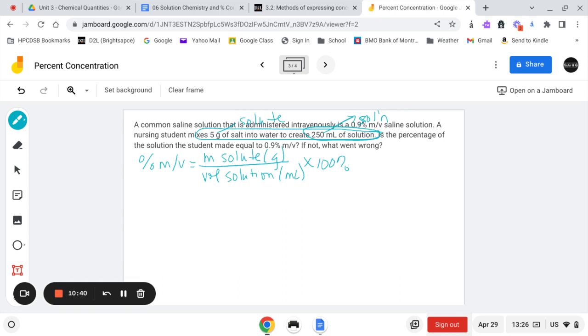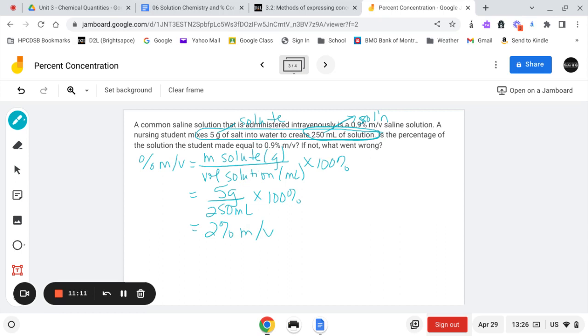And let's divide those out and see what we get. So we're going to take 5 grams. We're going to divide by 250 mils of solution times 100%. And I am going to get, and you're going to follow along with me, 5 divided by 250 times 100. And I'm getting a 2% mass volume solution. Okay, so I am not getting 0.9.